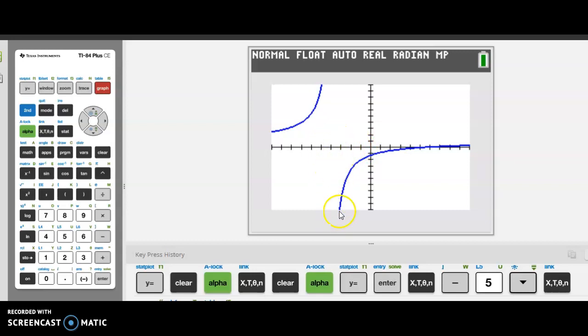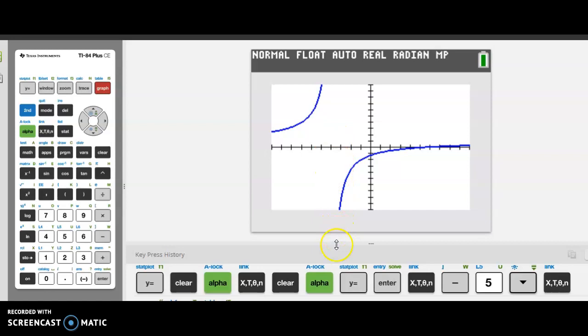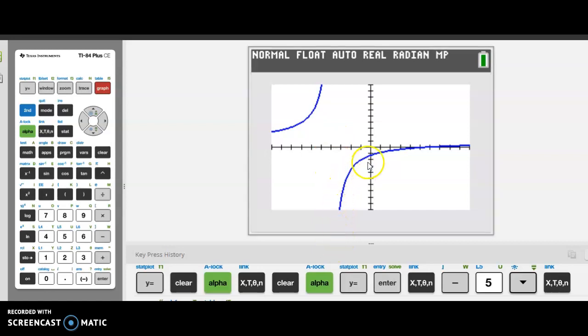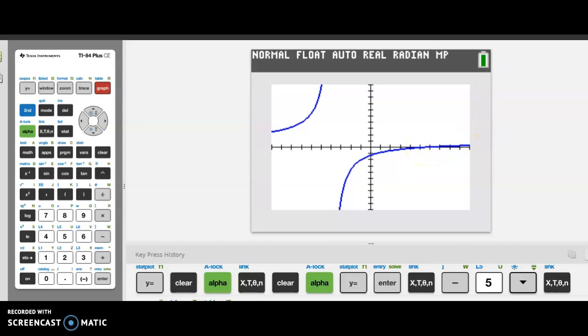If I go to my graph, you can see it's below the x-axis from -4, but there's a vertical asymptote at x equals -4. That's why you cannot include it all the way until we get to 5. And the moment we hit 5, we are above the x-axis. So we want to include 5 because it's on the x-axis there, but nothing past x equals positive 5.